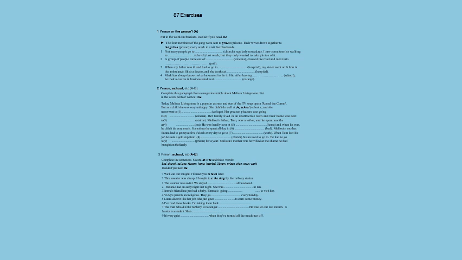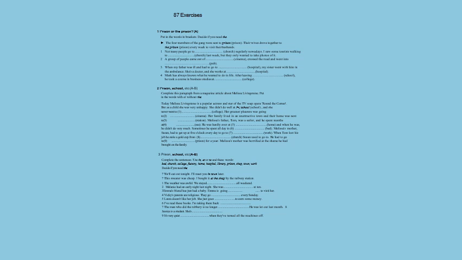Number 2, a group of people came out of dash cinema, crossed the road and went into dash pub. A group of people came out of the cinema. Where did the group of people come from? They came out of the cinema. So here we are going to use the before cinema. Crossed the road and went into, so they went into a specific place. So here we are going to use the pub.